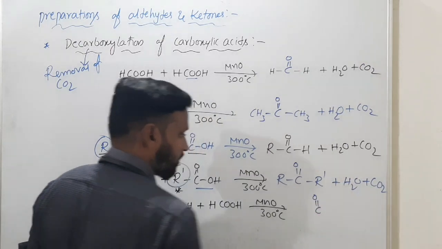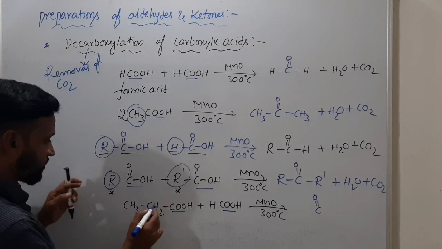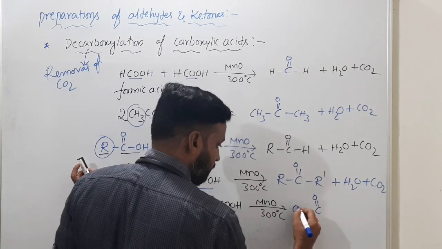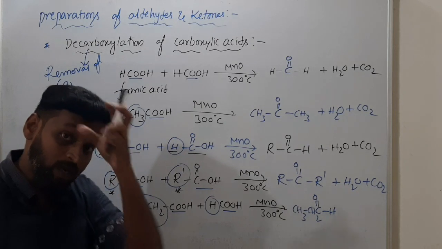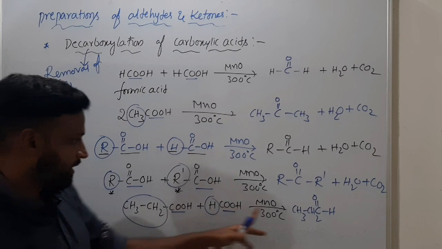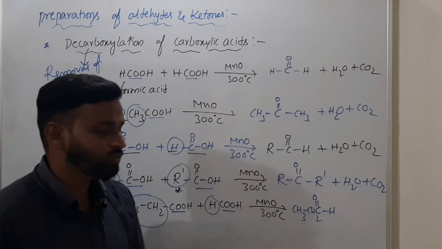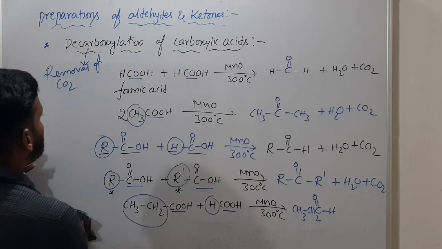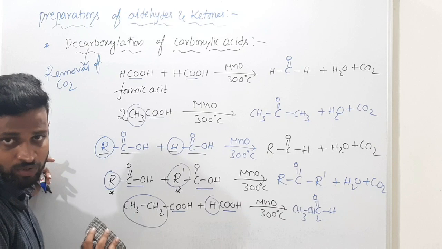You write first C double bond O, because aldehydes are the products. So for the COOH, what groups are attached? Here the ethyl group is attached, and here hydrogen is attached. So here ethyl group, that is CH3CH2, and H. Propanal is the product. Ethyl, and in formic acid H. So you have propanal, CH3CH2CHO. Understood, sir? So this is one more preparation of carbonyl compounds.